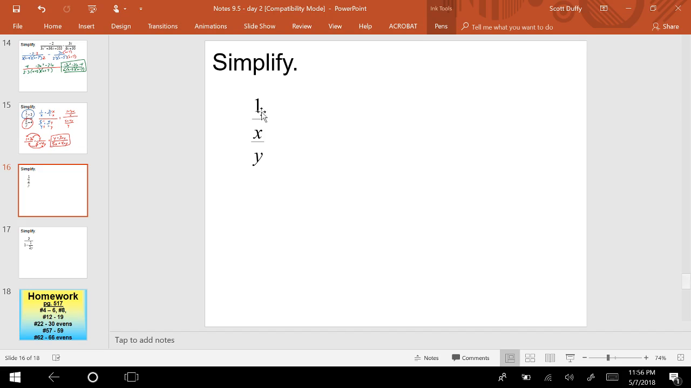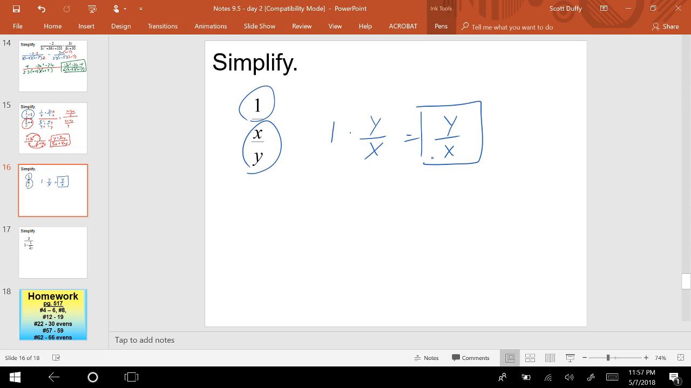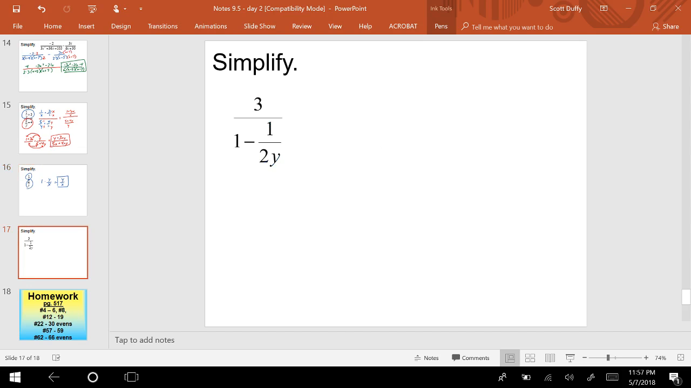Same thing here. We're taking 1 and we're dividing it by x over y. When you divide by a fraction, it's the same thing as multiplying by the reciprocal. So we'll take 1 times the reciprocal of x over y, which is y over x. One times y over x is just y over x. And then we still have 3 on the top here.